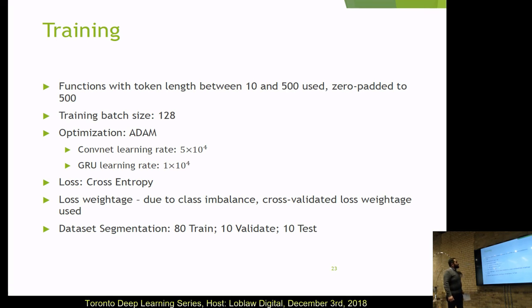So they use functions of between 10 and 500 tokens. Off the top of my head, considering that they're treating digits as separate tokens, I don't know, 500 tokens seems a little small, but I might be totally wrong. They only consider a certain range of length for the functions, and they pad everything to the standard 500 tokens. They train in batches of 128. They use Adam for optimization. For the convolutional part, this is probably 10 to the minus 4, or is it? Yes. The loss from the neural part is obviously cross entropy. What is weightage?